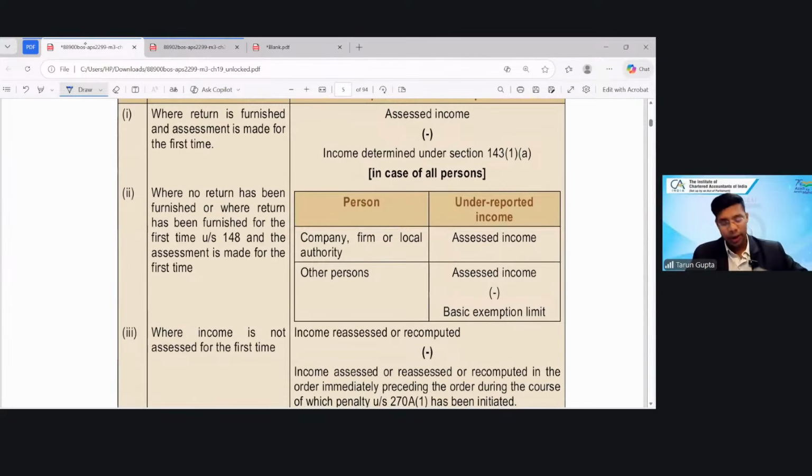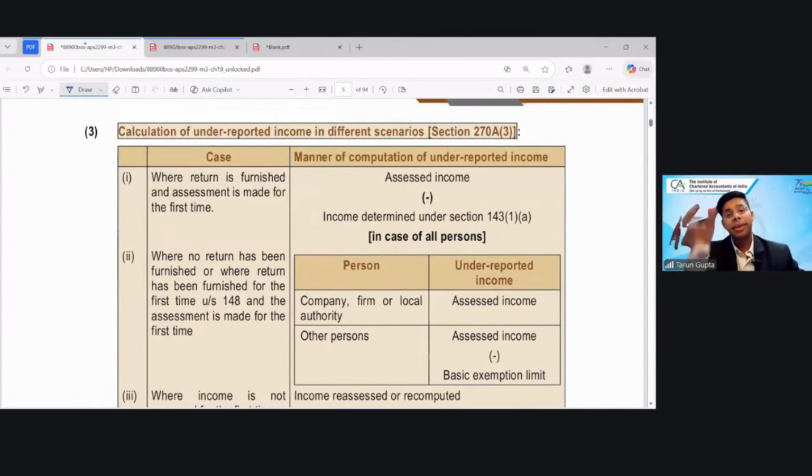How do we compute the underreported income? It's very simple. Income assessed minus the income assessed immediately before this time, or income as per the intimation, or the basic exemption limit if no return was filed. You're with me? So if a return was filed, and this is the first assessment, then the underreported income will be income assessed minus income as per the intimation. If no return was filed, then the underreported income will be income assessed minus the basic exemption limit. Okay. And if it's a case of reassessment, then it is the income reassessed minus income assessed immediately before this assessment.